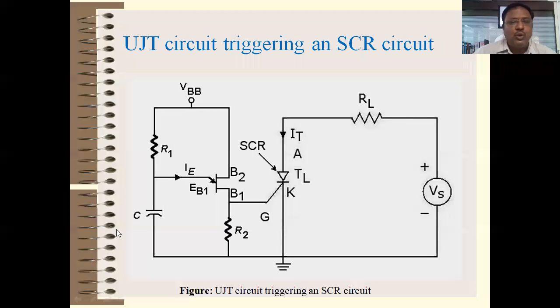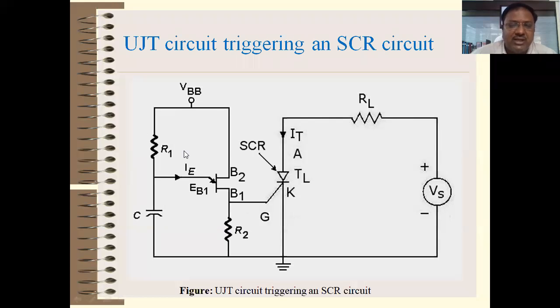So by changing the value of R1, we can adjust the RC time constant, and by adjusting the RC time constant, you can even adjust the firing angle of the SCR. As the value of resistor R1 increases, the time constant to charge the capacitor also increases, so the time required to turn on the UJT also increases. So obviously the alpha of the SCR also increases.